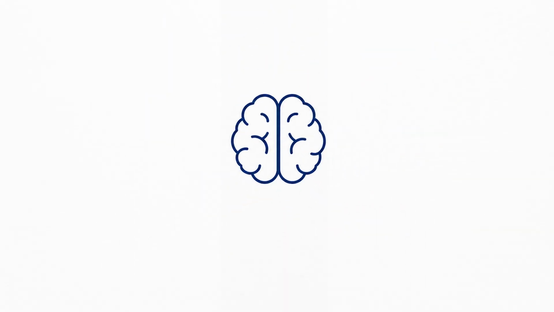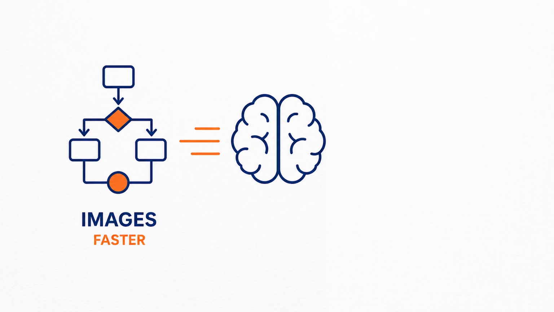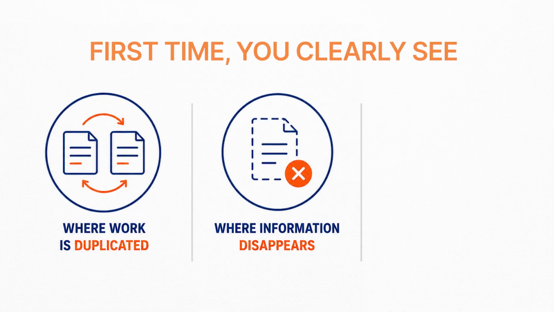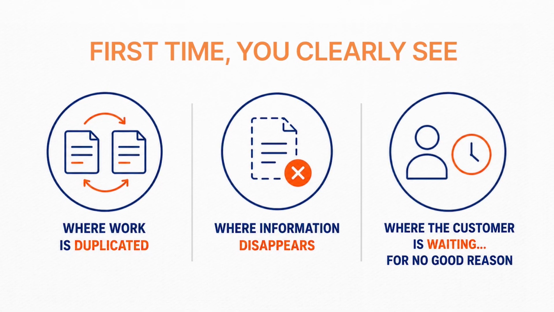Why does visualizing it work? Because our brains process images much faster than text. When you draw a process or model it, in other words, something almost magical happens. For the first time, you clearly see where work is duplicated, where information disappears, and where the customer is waiting for no good reason. A process map does not create order automatically, but it does one critically important thing. It shows the truth.